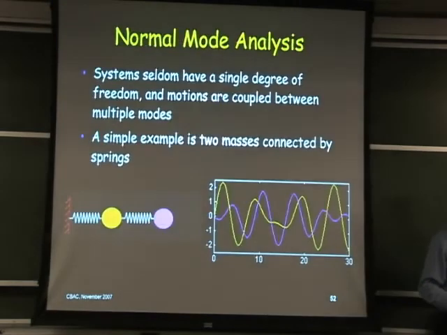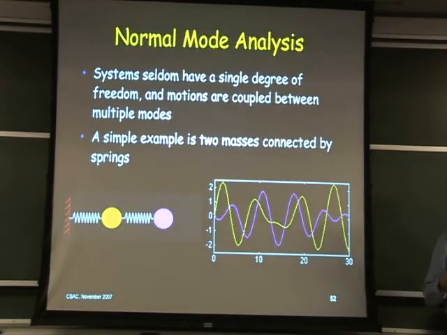Now a couple more methods of analysis, hopefully to give us a bit more insight into how this functions. One of these methods is normal mode analysis. Systems such as ours, in this case, seldom have single degrees of freedom. Because of that, these motions are coupled between all these various degrees of freedom. It becomes difficult to pull out the essential motion.